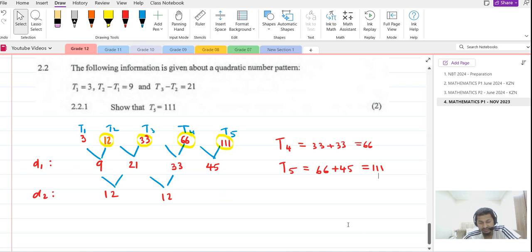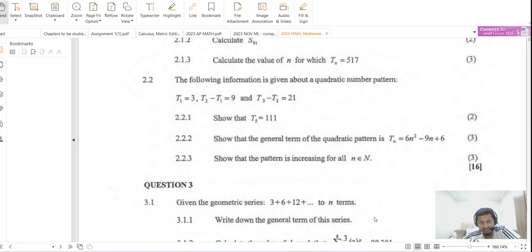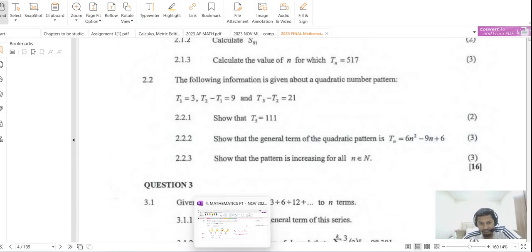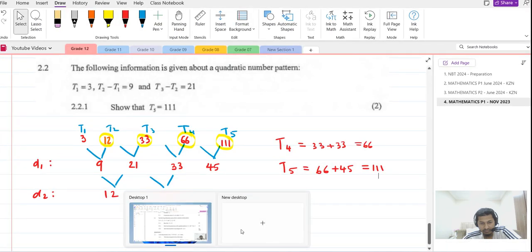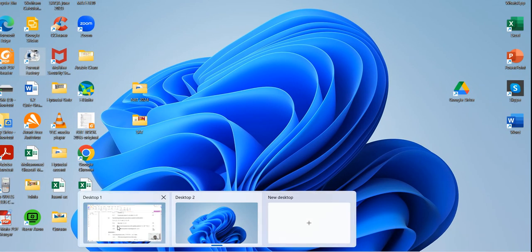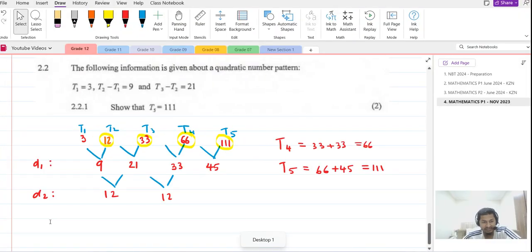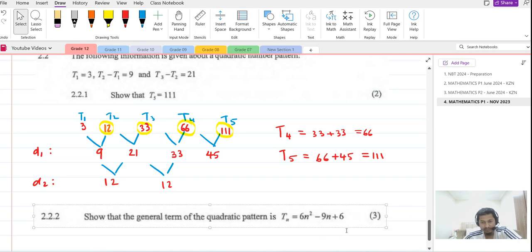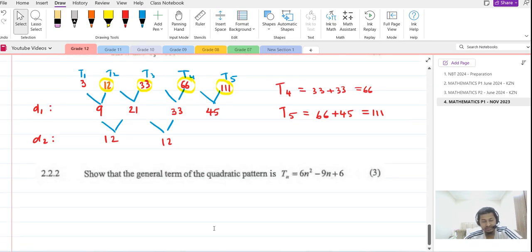Now I'm going to use the same information in the second one to find the general term of the pattern. So to find the general term of the pattern, remember we're going to use this. There's three formulas to use. 2a is equal to d2. So we're going to use these terms, the 12, the 9, and the 3.